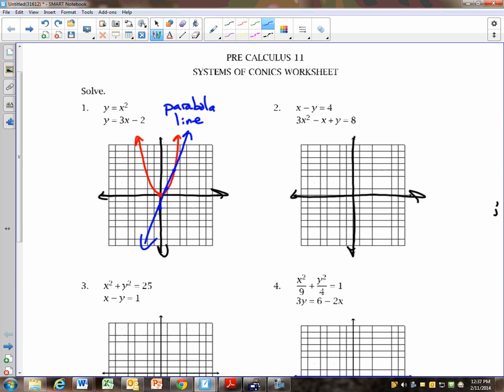So, we have 2 possibilities to use to solve for systems. We have substitution and we have elimination. Do you know if you're going to use substitution or elimination here? Substitution, because you know what y is equal to. So we are going to take what y is equal to, namely x squared. We're going to plug it in for y. We get x squared equals 3x minus 2.